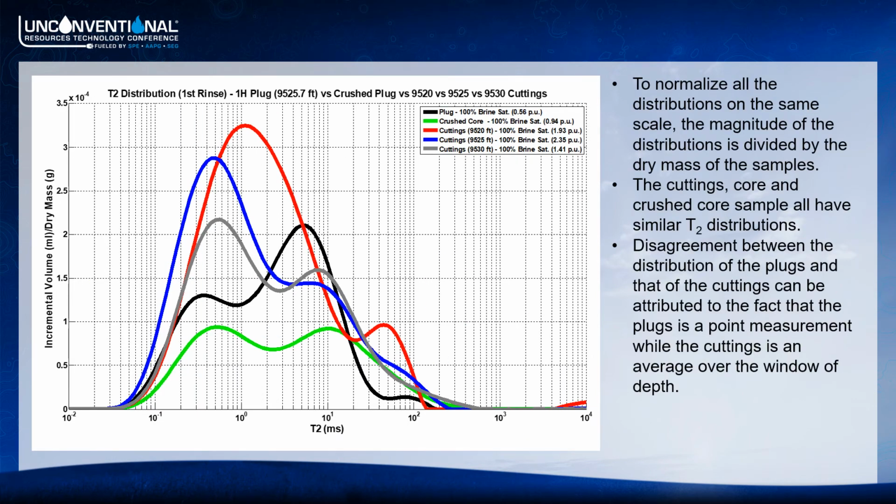As I already mentioned, T2 NMR based measurements also give information on pore size distribution. This is why it's important to compare the T2 distributions. So here we show a comparison between plugs, crushed core, and cuttings T2 distributions. The black trace is a 100% brine saturated plug. The green trace is crushed core, 100% saturated of course, and the red, blue, and gray are cuttings at different depths, also 100% brine saturated.